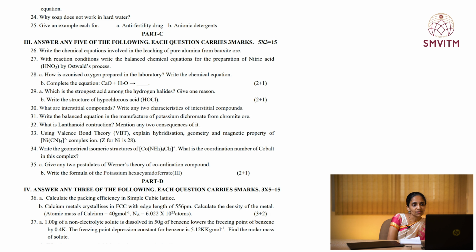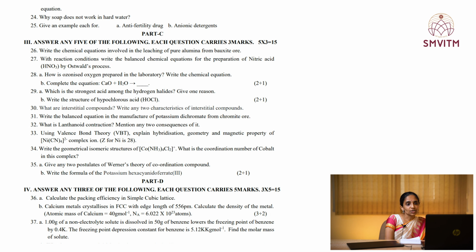29A is from the halogen family, B also from the same family. Which is the strongest acid among hydrogen halides? The answer is HI. Give one reason: in HI, the bond dissociation enthalpy is quite low compared to other hydrogen halides. HI bond dissociation enthalpy is less, therefore its acidic strength is more.